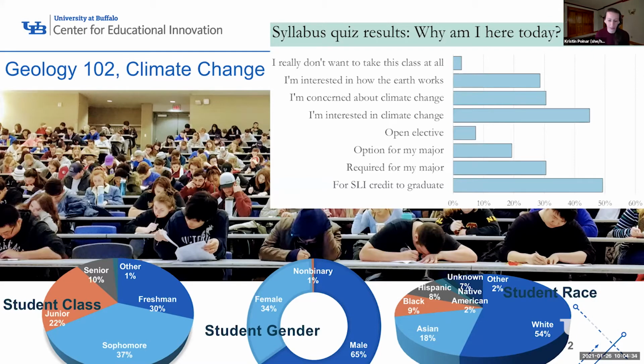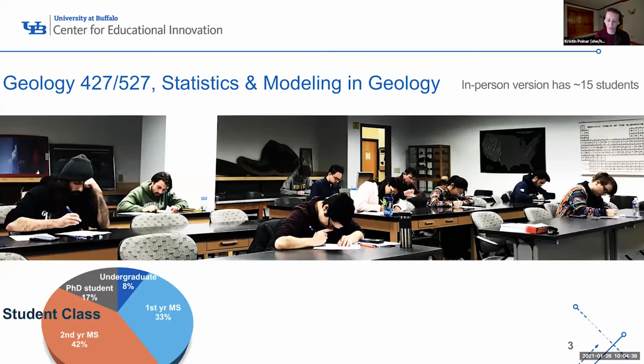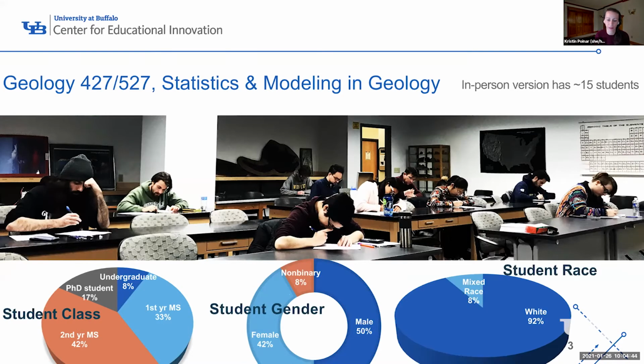And my fall class was Geology 427/527, Statistics and Modeling in Geology. So this is a mixed upper level undergrad and graduate student class. It mixes these students all in the same room, and they're generally doing the same assignments. The students are mostly master's students with PhD students and junior or senior undergrads in there as well.